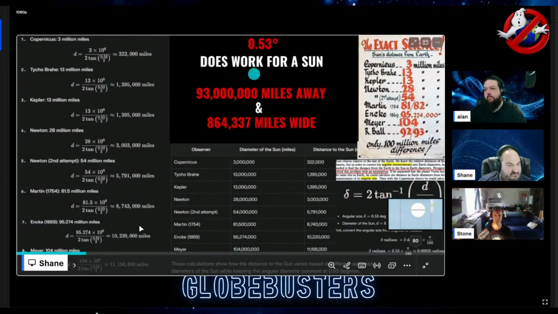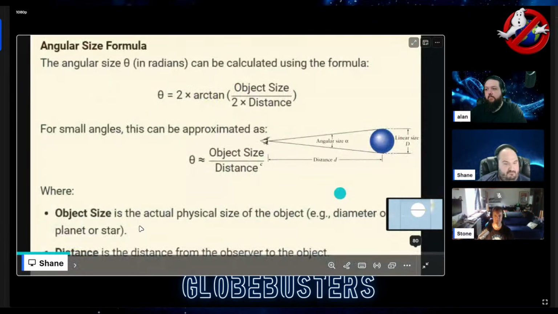A tuple is just a set of these coordinates that also work. So you have 0.53 degrees, 93 million miles, and 864. These are the 3 things in red that are being interrelated. These are the 3 actual variables being used over here. So when they say they've been guessing, well, no, they've been using this formula.